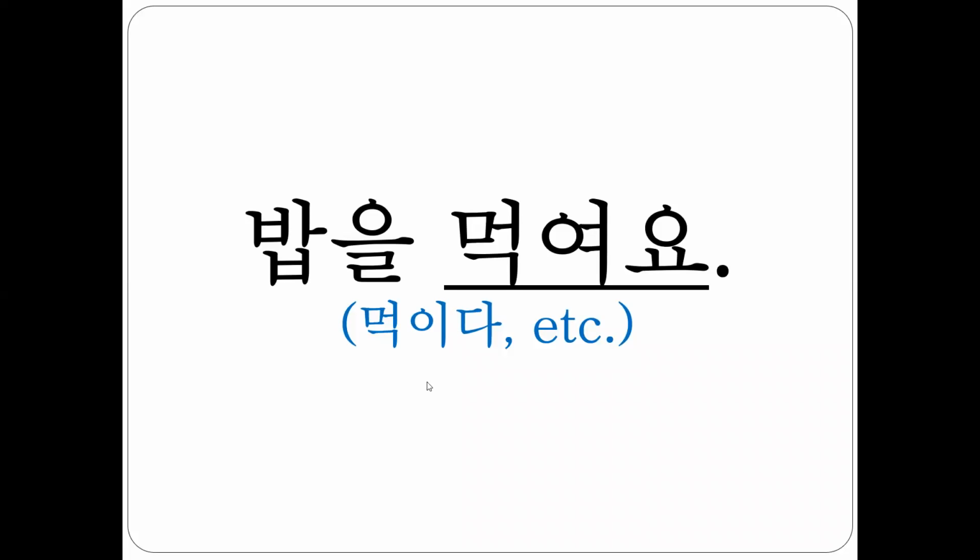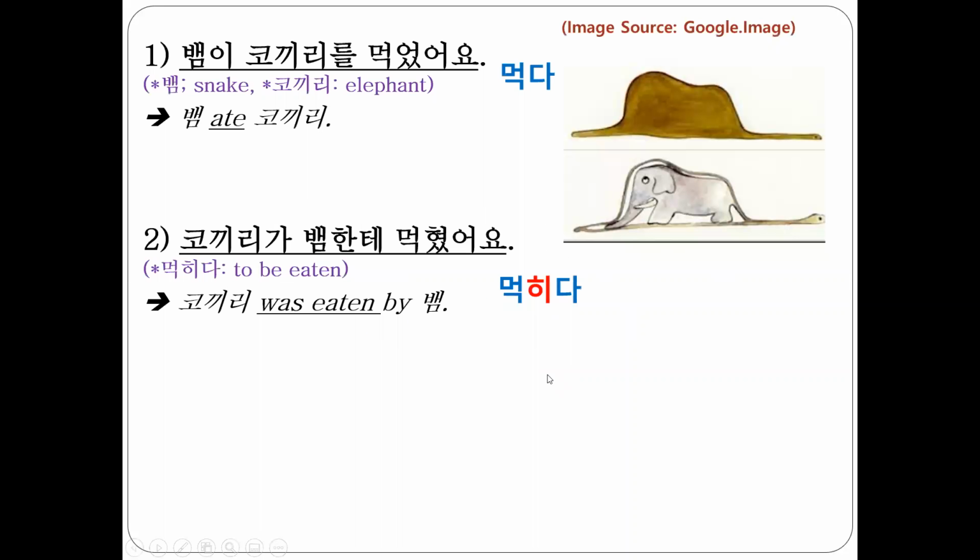안녕하세요. Let's talk about verbs like 먹이다 in the sentence 밥을 먹여요. 자, let's see a sentence here. 뱀이 코끼리를 먹었어요. 뱀 ate 코끼리. 먹었어요's dictionary form is 먹다. 먹다, eat, we call active verb because the subject does this action actively.